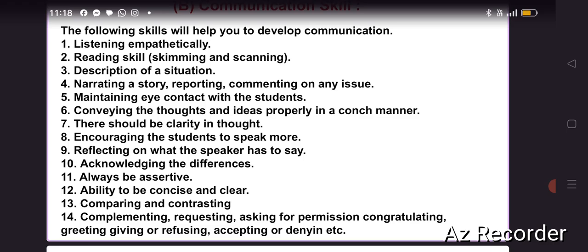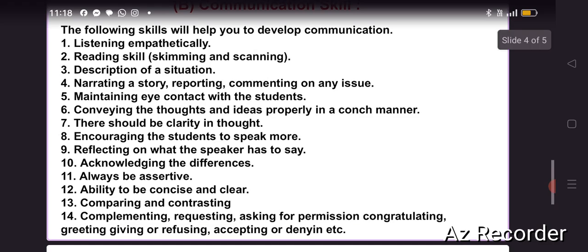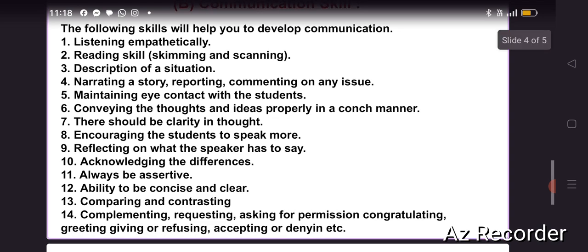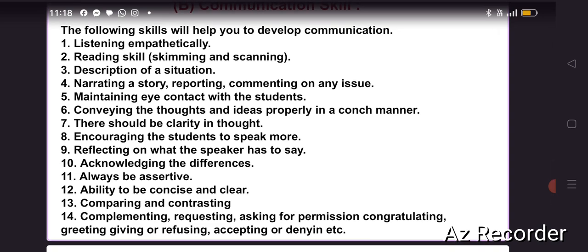By these skills we also develop the communication skill of the student. Maintaining eye contact with the student. Suppose some students are speaking, some students give the lecture, but they do not make contact with the people in front of them.